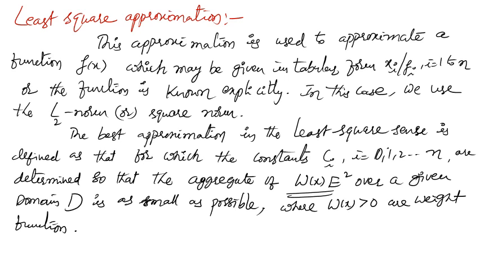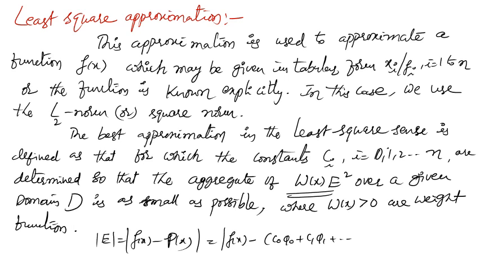See what is the meaning of this statement? We have to apply least square approximation. What is the error here? Error is f of x minus p of x, that is, f of x minus c0 phi 0 plus c1 phi 1 and so on, cn phi n, and I have to minimize this error.